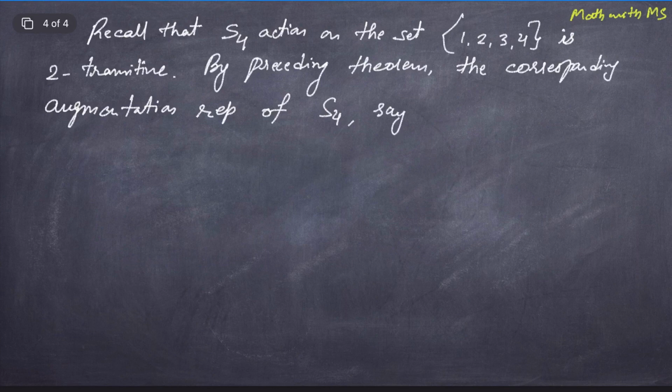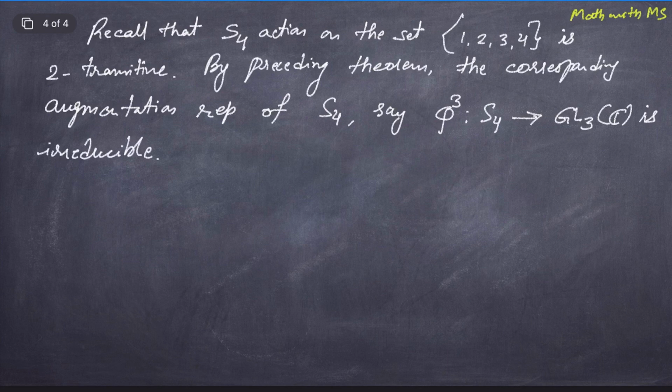Let us give a name to this, so we call it phi 3 from S4 to GL3C, and it is irreducible. In fact you can write down the augmentation representation precisely, but we will not go into that, as we know it is irreducible. So we have got 3 irreducible representations of S4, and all of them are inequivalent, because the first 2 are one dimensional and distinct as functions, and the third one is 3-dimensional, so it can't be equivalent to any one of them.